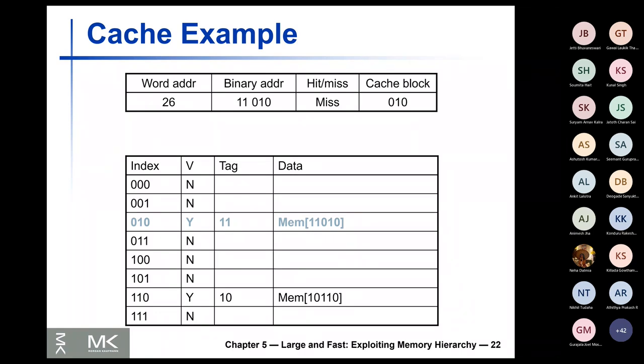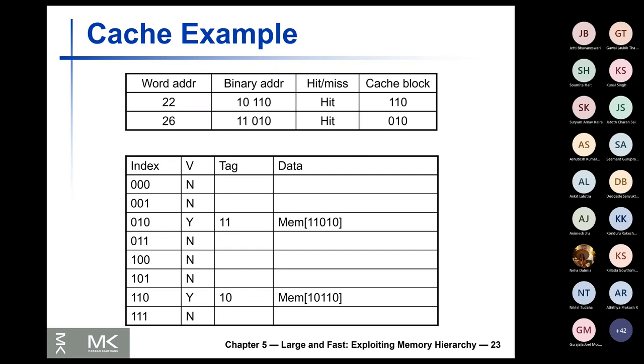The memory content of block 11010 comes and sits in the data portion. The next search is again for 22 and 26. Now this time, because both were present in the correct locations in the cache, both are hits. So immediately the microprocessor is happy. In the first case there was a miss, the second case there was a miss, but the next two were both hits.